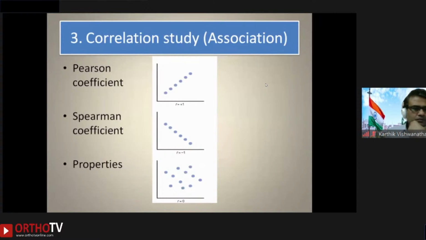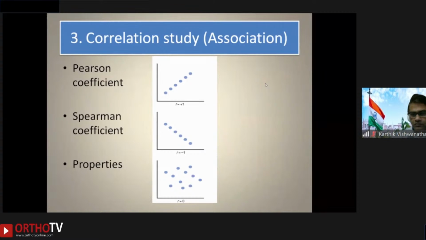So if you want to find out the relation between two variables, like modified Harris subscore and things, you can use a Pearson or Spearman correlation coefficient. Pearson is the parametric test and it is used for numerical data which is normally distributed. Spearman correlation coefficient is used when the numerical data are not normally distributed, or one is numerical and the other is ordinal. So let me give a few examples.